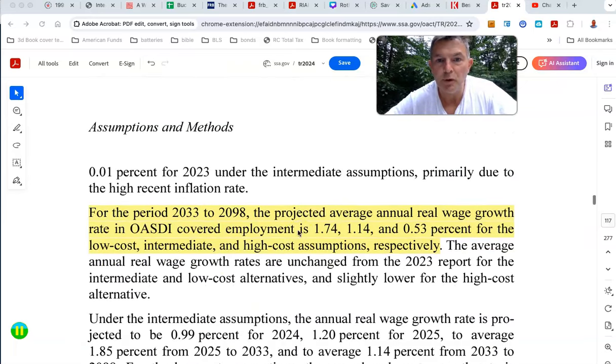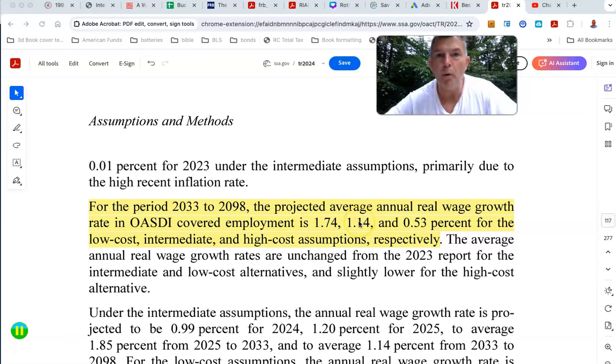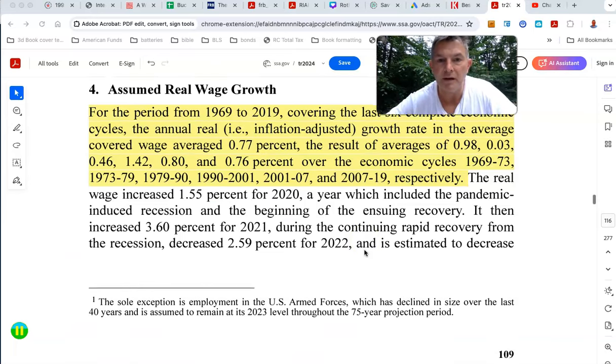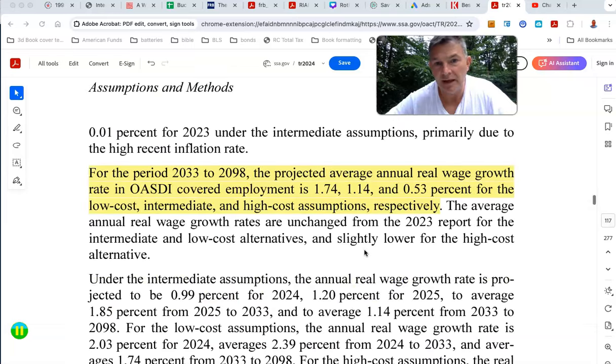So they're assuming real wage growth is going to grow by 1.14, which is not a doubling, but I mean, that's a significant increase over what it did the last basically 50 years or so. That seems odd to me, but okay, that's for intermediate. Low cost, the assumed real growth in wages would be 1.74% each and every year. High cost would be 0.53.